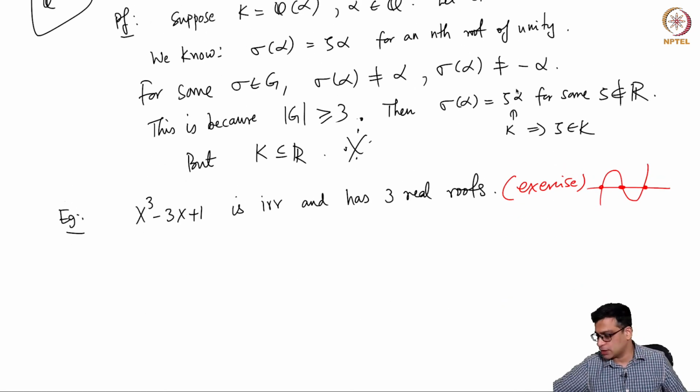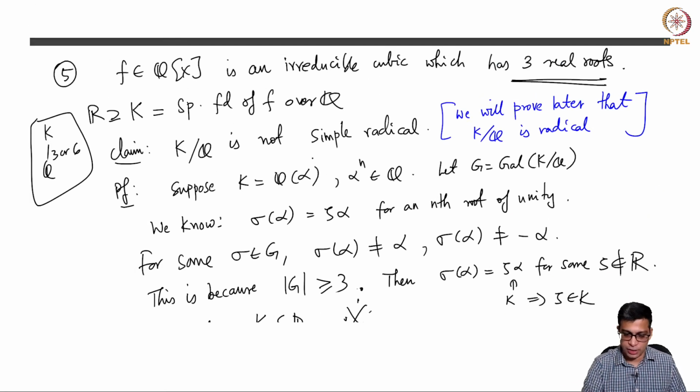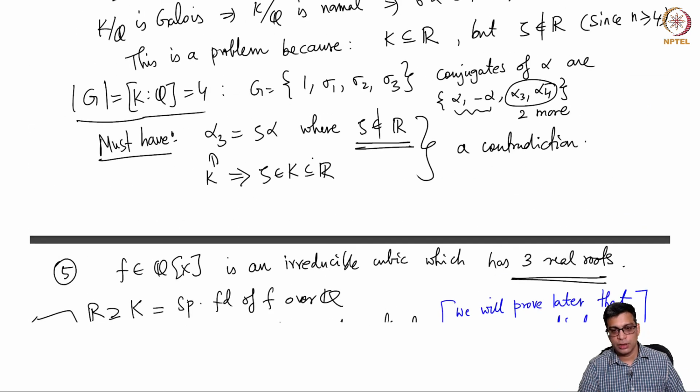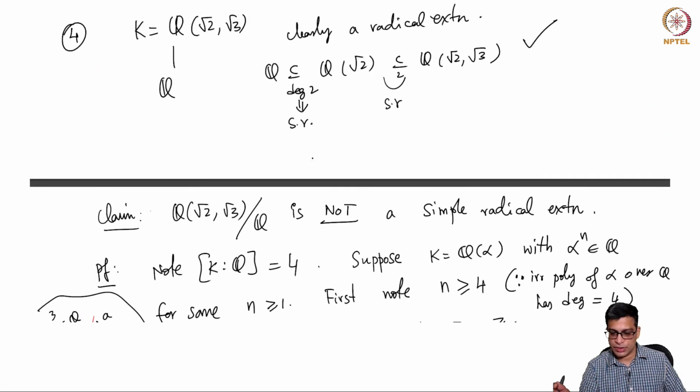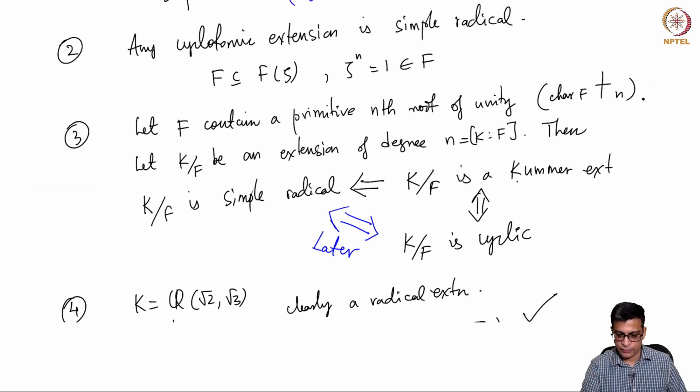Okay. So let me stop this video here. In the next video, we will show, for example, that if you take an irreducible cubic, its splitting field will be radical, and more generally we want to understand how to go from radical extensions to cyclic extensions, as I have indicated here. Okay, let me stop this class here. In the next class, we will continue with radical extensions. Thank you.